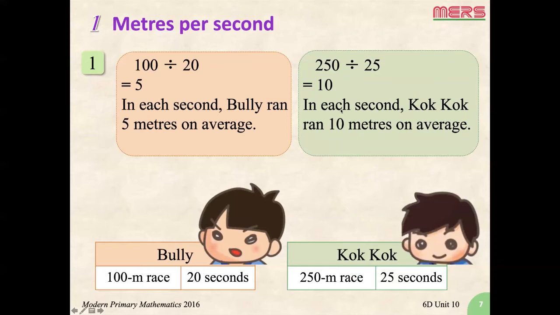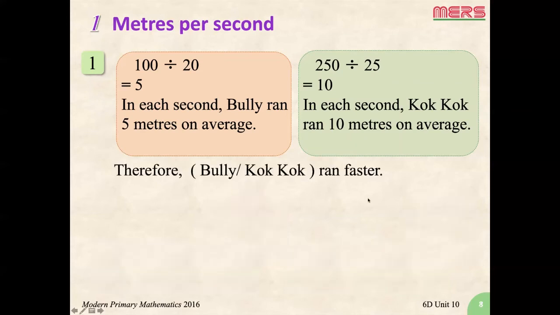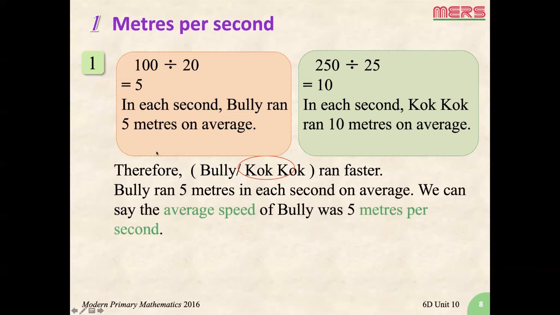With this result, what can we conclude? As a conclusion, Coco ran faster, because in each second, after the division, we find that Coco ran more meters than Bully, so we say Coco ran faster.